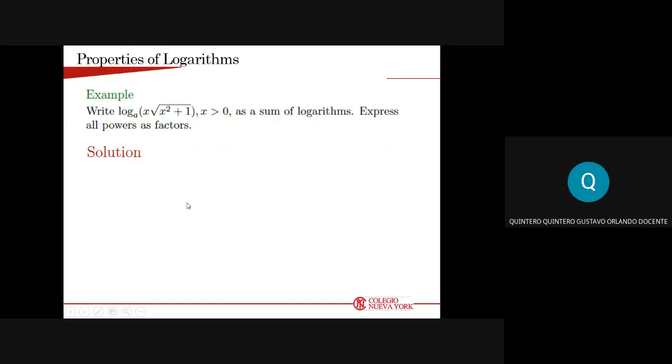Okay, this is how we do it. First step, we're going to write down the question. From here, we recognize that inside the logarithm, we are multiplying things, right?